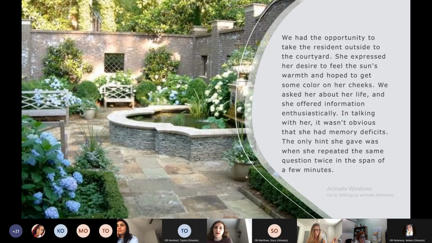They have a cute little courtyard. And she was like, oh, I would love to go outside and get some sun and get my cheeks nice and rosy. And so we got to take her outside and we sat and talked with her for a little bit.